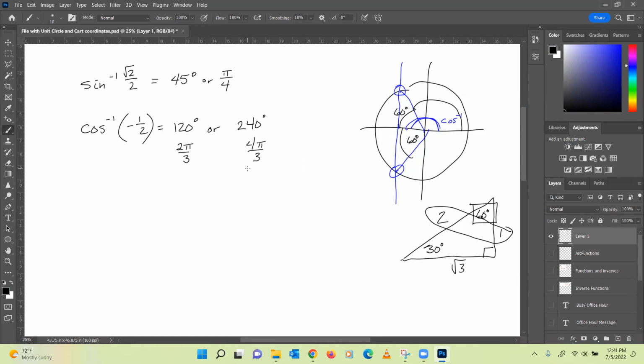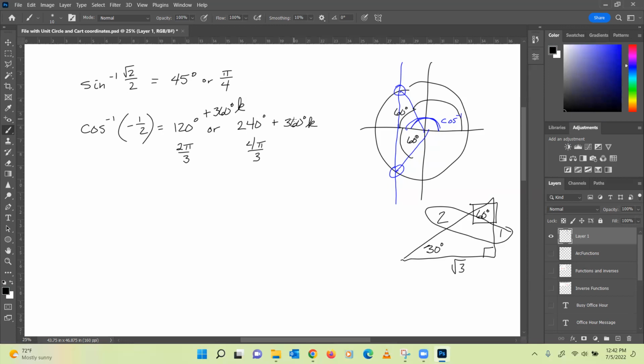Now, as it turns out, because we're not limited to once around the circle, I have to consider every coterminal angle with this. So I'll take that 120 and I'll add 360. And I'll add another 360 and another 360. So it's like 360 times any multiple. And the 240 plus 360 times any multiple thereof. So that gives me all of the angles in existence whose cosine is -1/2.